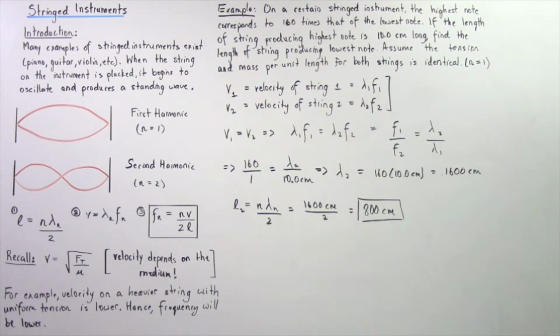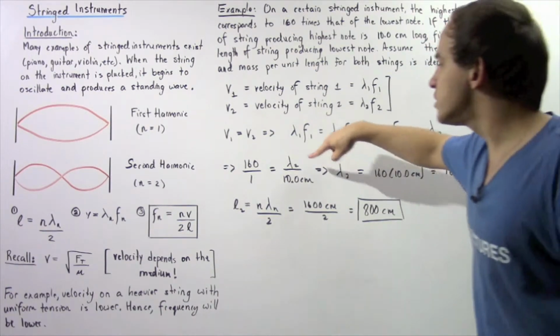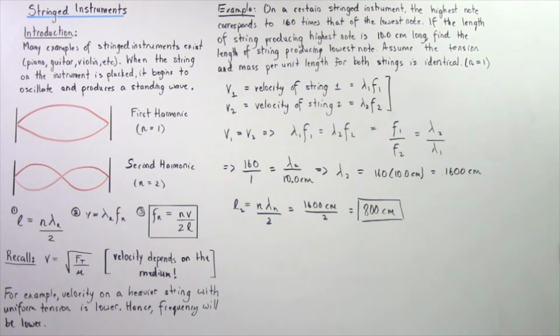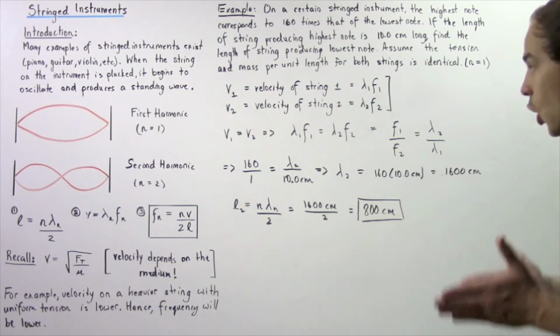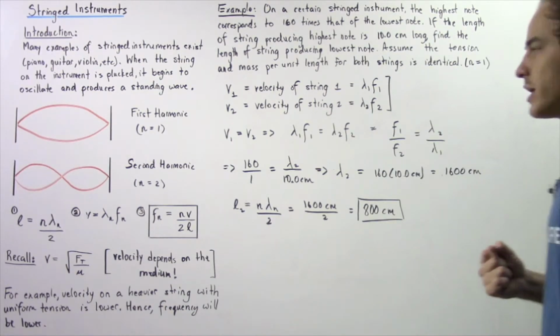Now we know lambda 1 corresponds to a length of 10 centimeters. We can use this equation and solve for lambda 2. And we find that the wavelength of the second string, the one that produces the lowest note, is equal to 160 multiplied by 10 centimeters, or 1,600 centimeters.